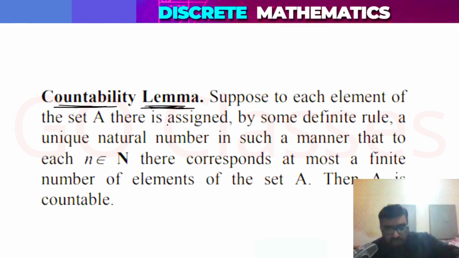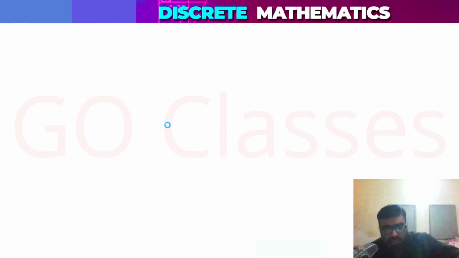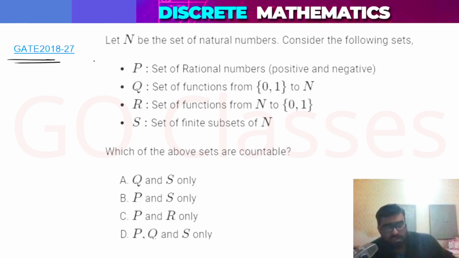Now I will show you when we take GATE exam questions. Let me first take GATE exam questions so that it will give you more motivation. We will come back to other things later. Let me solve these GATE exam questions. This is a GATE 2018 question. It says let N be the set of natural numbers. Now some sets are given to you and it asks which of them are countable.